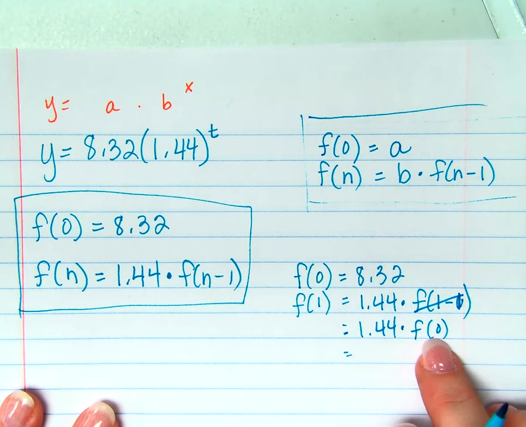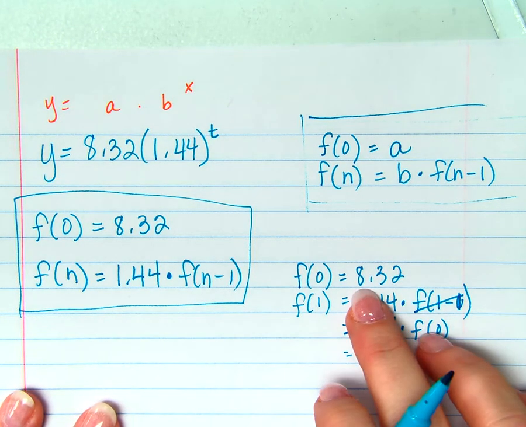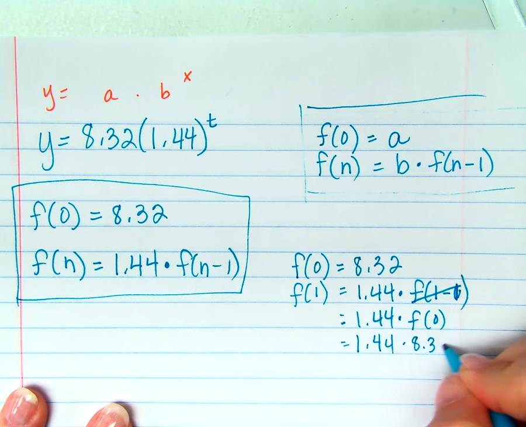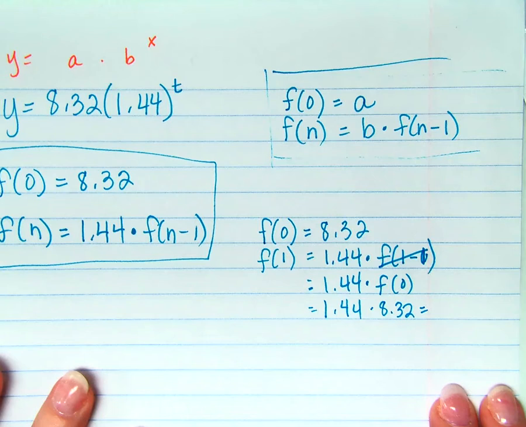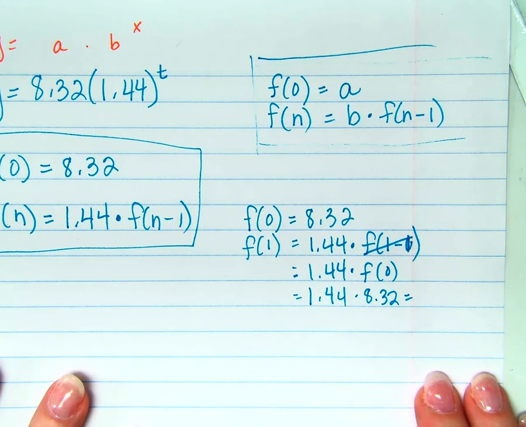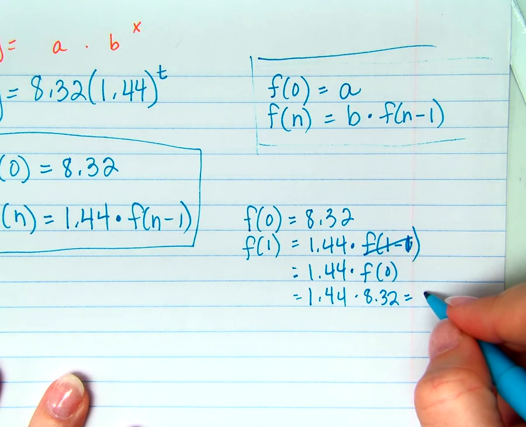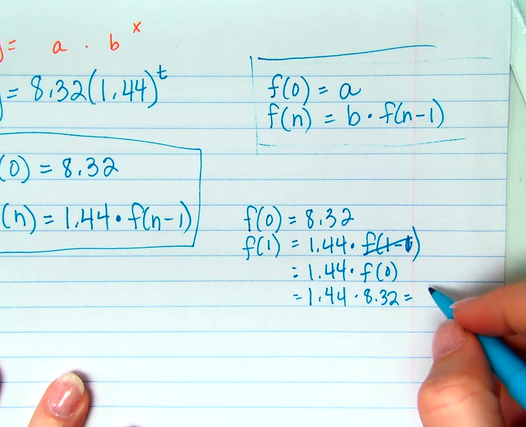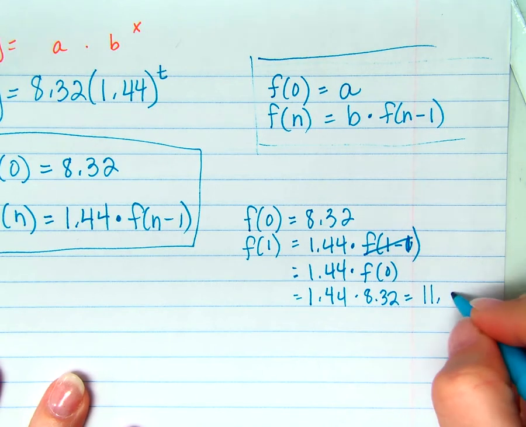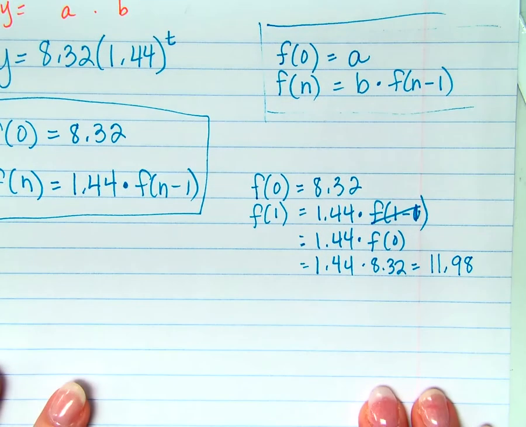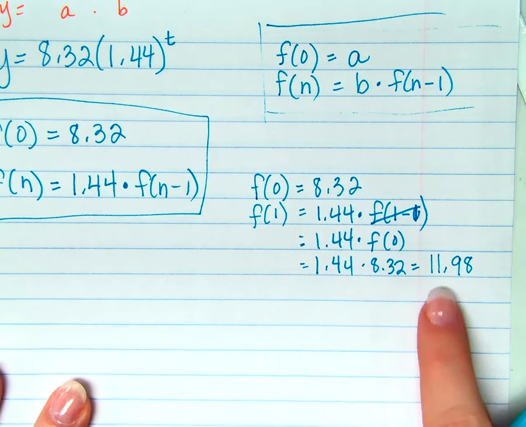Do we know f of 0? Oh, yeah. We just figured that out, right? That's 8.32. So what's 1.44 times 8.32? What is that? Out loud. 11 point what? 98. Did you round it? Okay, that's fine. So f of 1 is 11.98.